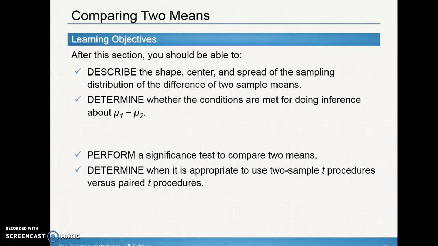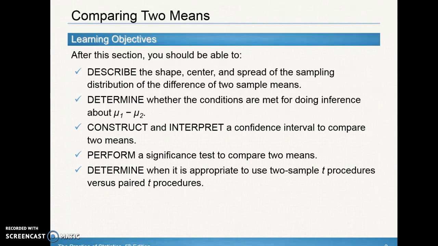You'll be able to determine whether the conditions are met for inference about mu1 minus mu2, and that's just making sure you have your normal condition, your simple random sample, and your independence condition. You're going to construct and interpret a confidence interval to compare two means, and finally, you'll perform a test of significance to compare two means, and you'll also understand the difference between a two-sample t procedure versus a paired t procedure, which we learned in our previous lessons was actually a one-sample t-test.